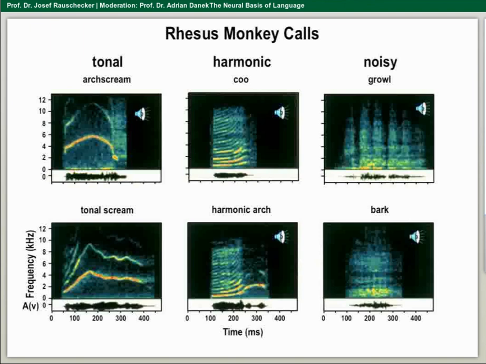So I'm going to play a few of these examples just for entertainment purposes, and you will notice that some of them are more friendly than others.